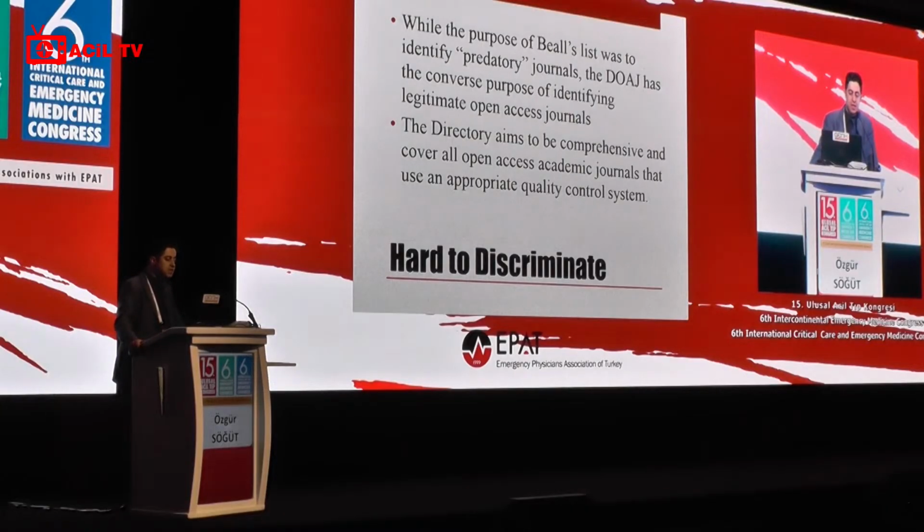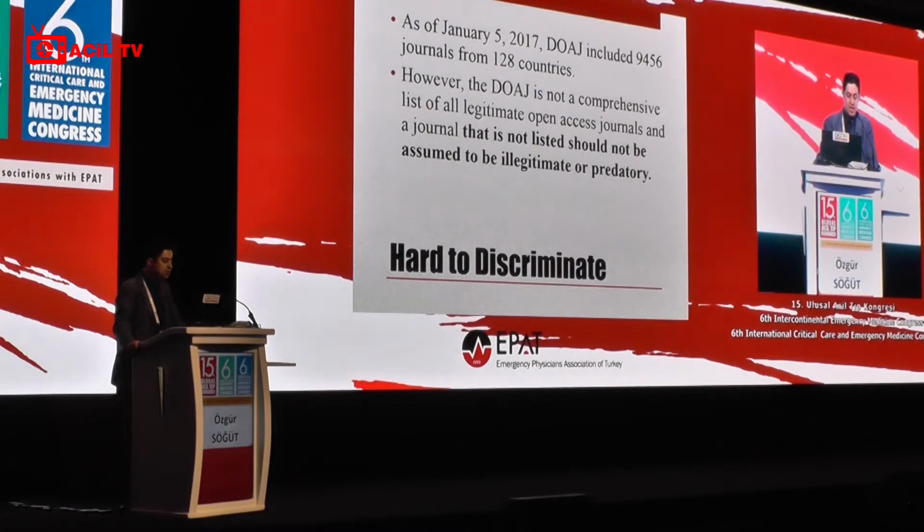While the purpose of Beall's list was to identify predatory journals, the Directory of Open Access Journals has the converse purpose of identifying legitimate open access journals. The directory aims to be comprehensive and cover all open access academic journals that use an appropriate quality control system. As of January 5, 2017, DOAJ included 9,456 journals from 128 countries.